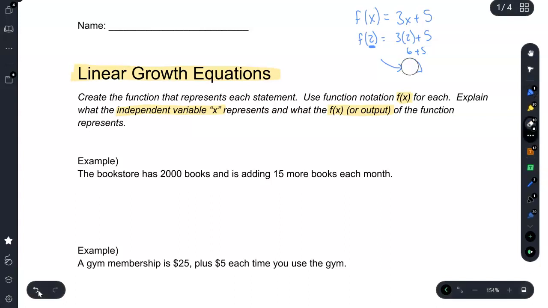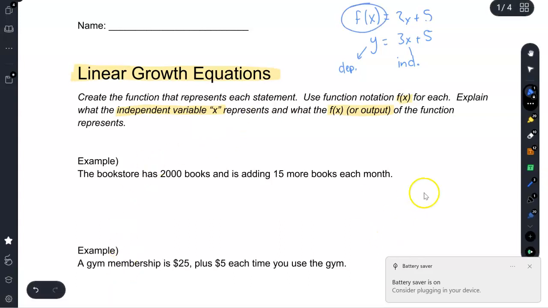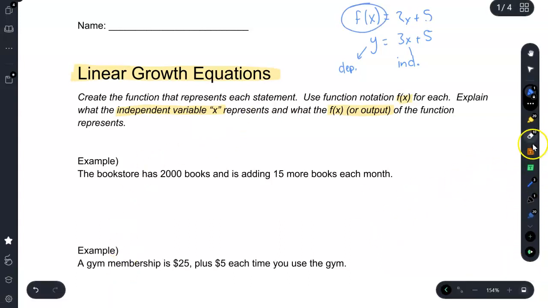We could also see this when it's linear. Sometimes you'll see it not in function notation, which would be y equals 3x plus 5, where x is still the independent variable and y is the dependent variable. So our y would be our output here. So that's just two different ways that you can see it. I'm looking for this in function notation for each one of these, and I don't want to see the y equals. I want to see it as a function f of x.